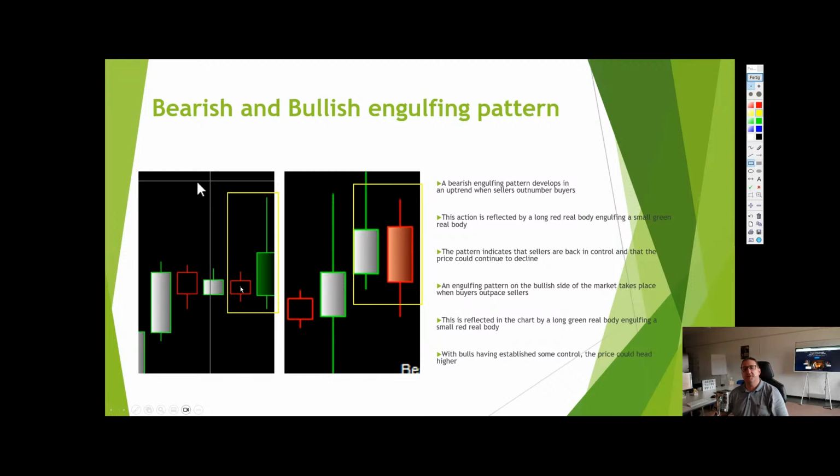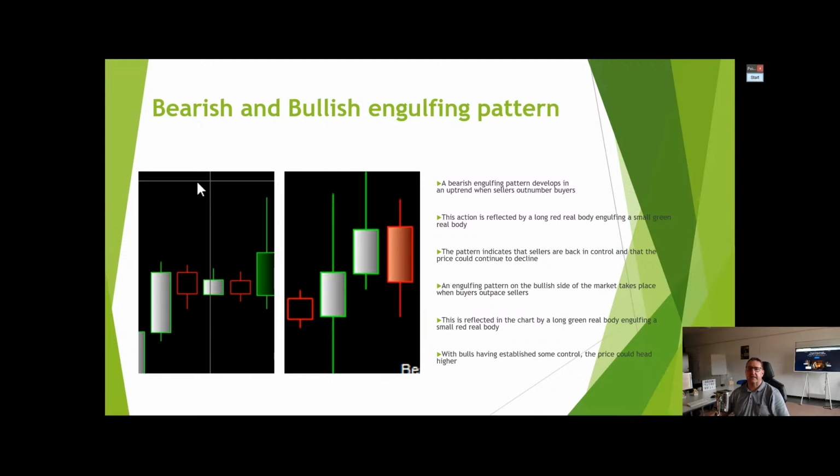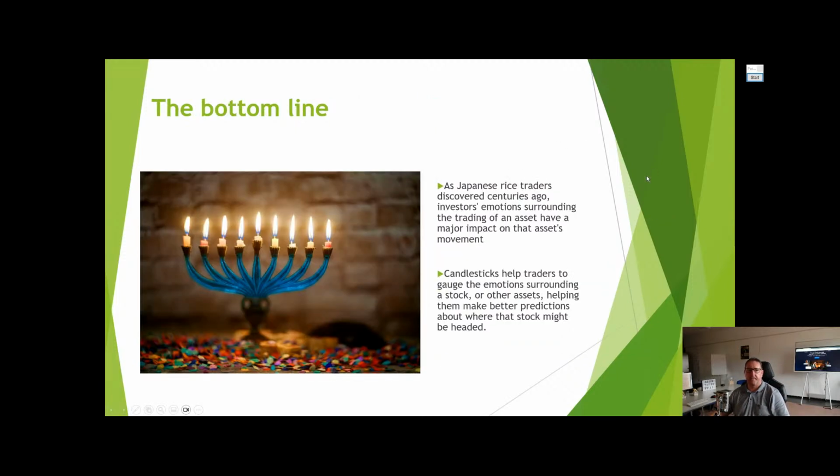And this is reflected in the chart by a long green body engulfing the small red one. That means the bulls have established some control, and the price could head higher. There is no guarantee, ladies and gentlemen. So the bottom line, as Japanese rice traders discovered centuries ago, is that investors' emotions surrounding the trading of an asset have a major impact on the asset's moves up and down.